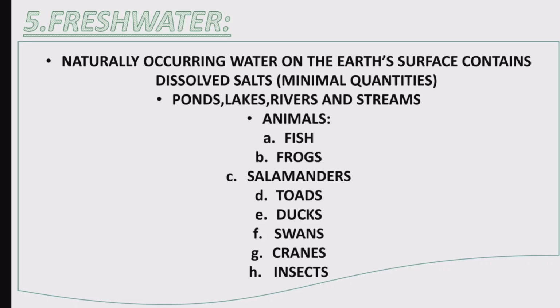Our last habitat is freshwater, that is naturally occurring water on the earth's surface. It contains minimal quantities of dissolved salts, a very small amount. Examples of freshwater are ponds, lakes, rivers, and streams. And animals like fish, frogs, salamanders, toads, ducks, swans, cranes, and a number of insects live in freshwater.